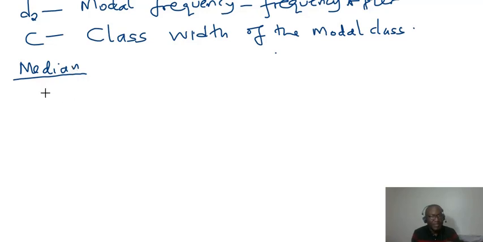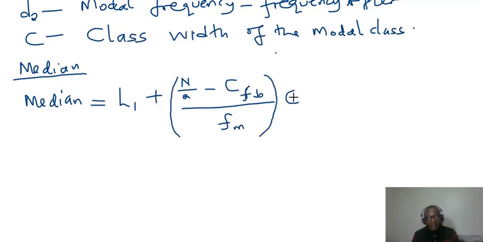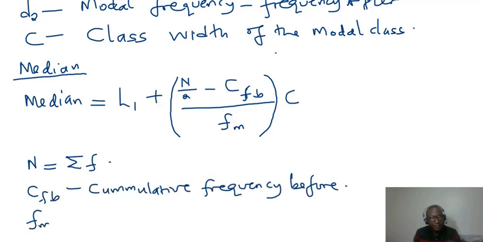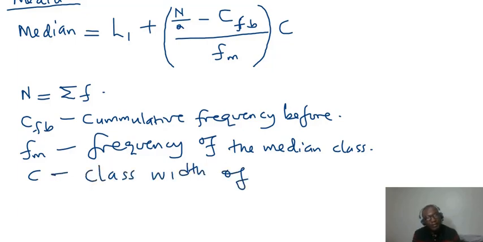So the formula for finding the median is equal to L1 plus N over 2 minus cumulative frequency before, CFB, all over the frequency of the median class, times the class width of the median class. Where N is equal to summation F, CFB is the cumulative frequency before, FM is the frequency of the median class, and C is the class width of the median class.